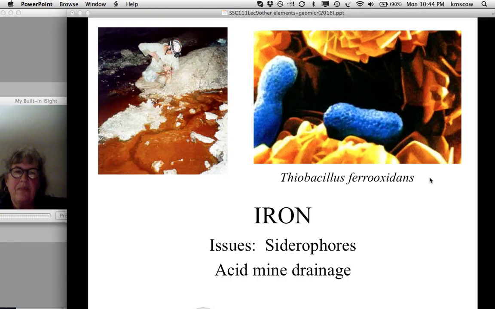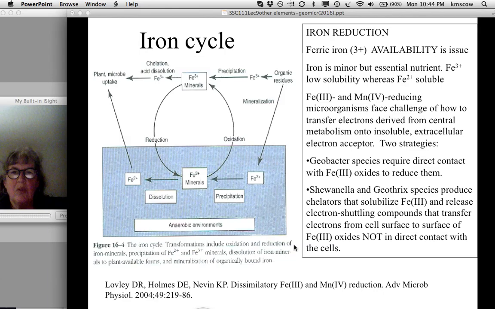Okay, iron. The issues there are that iron is very unavailable but very needed in lots of reactions. And there we have the siderophores, which we'll talk about in a minute. And also another issue with iron is acid mine drainage. So the iron cycle is not that complex.